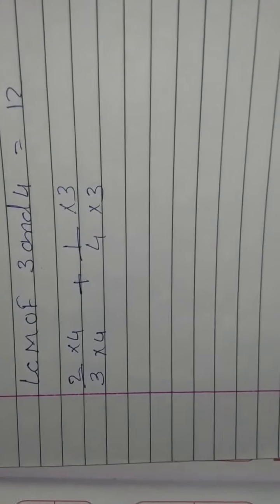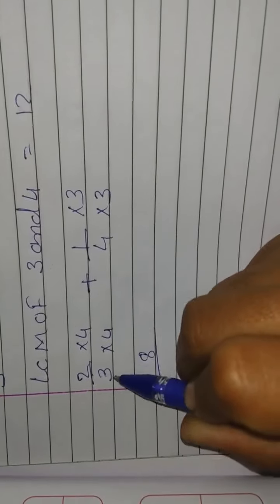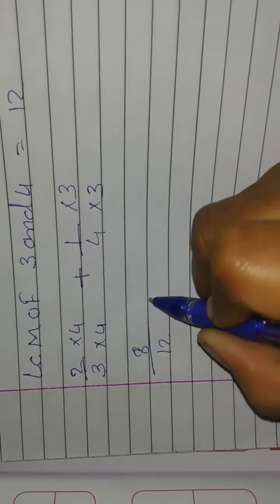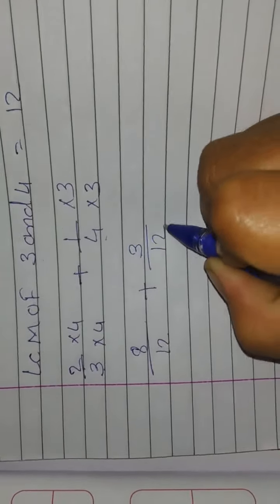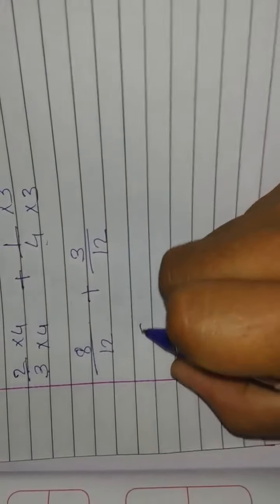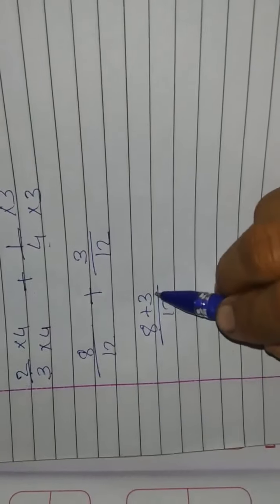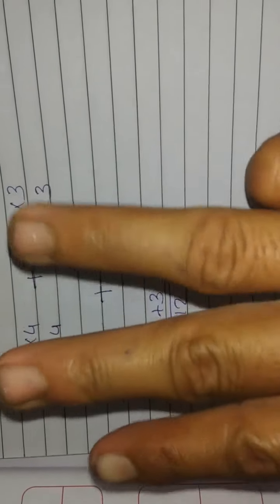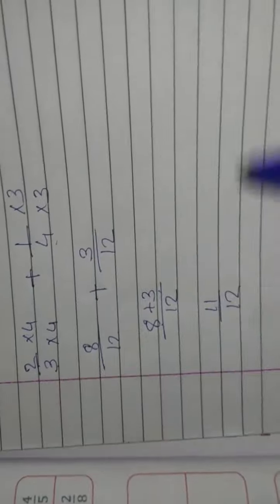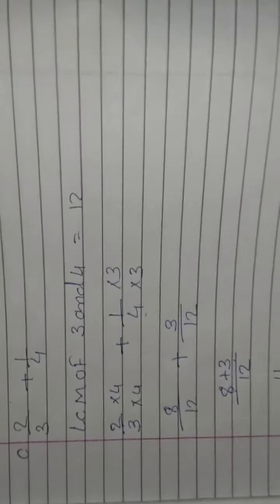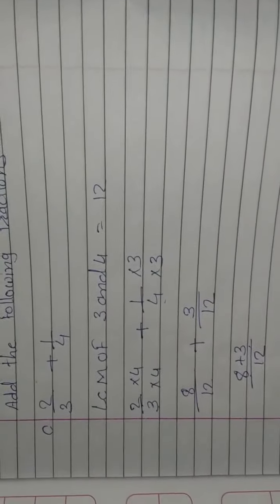So in that, 2 4s are 8, 3 4s are 12, plus 1 3 is 3, 4 3s are 12. 8 + 3 is equal to 11, over 12. 8 in your mind, 3 on your fingers: 8, then 9, 10, 11. So here the answer is 11/12. This one is the answer. Now look at this, everyone. I'll give you 1 minute, so you have to complete your work.